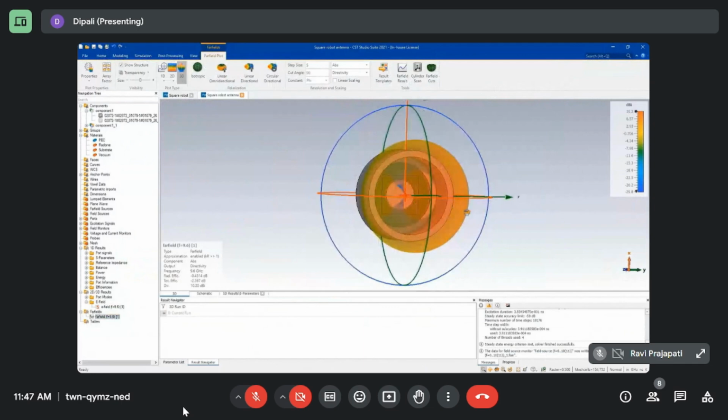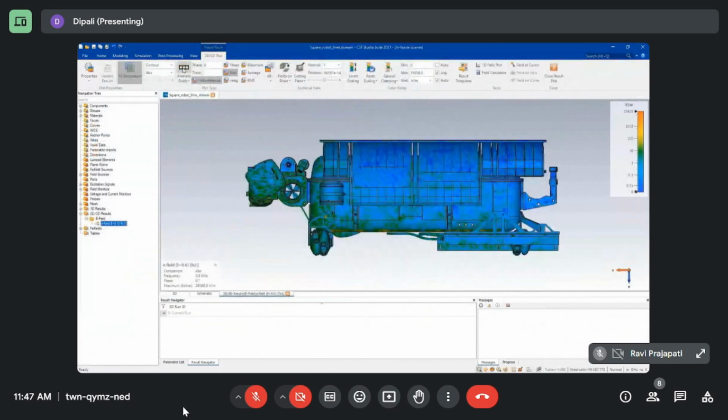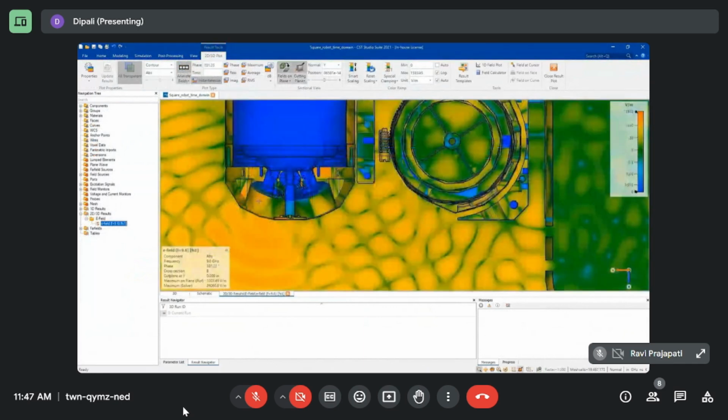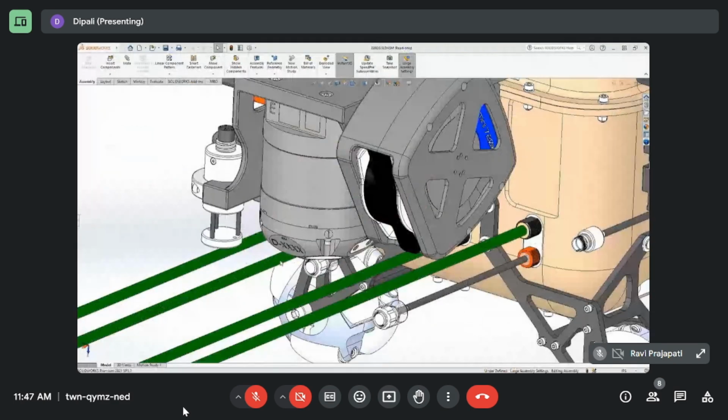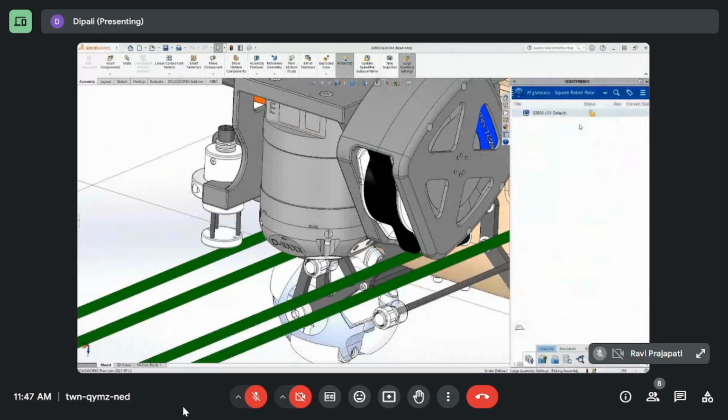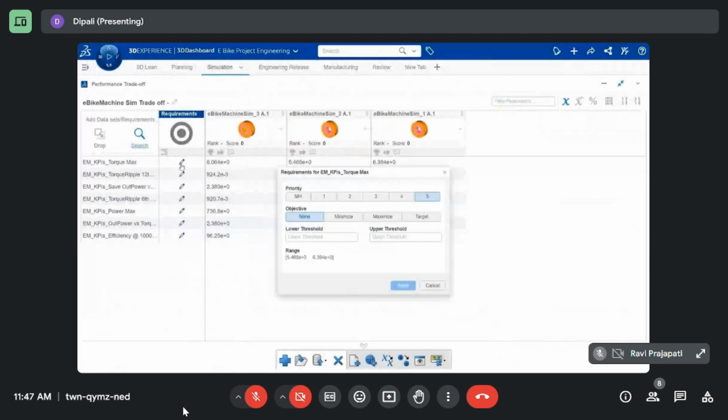Simulating these multi-physics scenarios on the 3DEXPERIENCE platform streamlines the validation process by keeping everyone in sync with the single source of design. As you can see, the Simulia 3D experience provides a seamless collaboration between SolidWorks and Simulia.